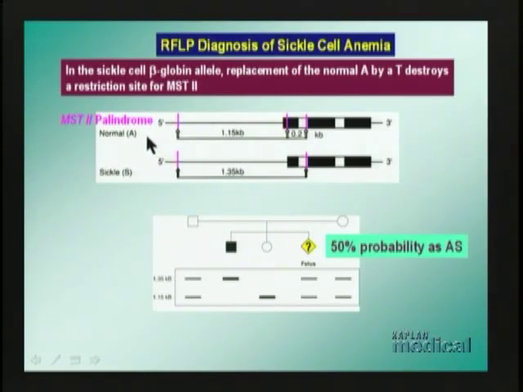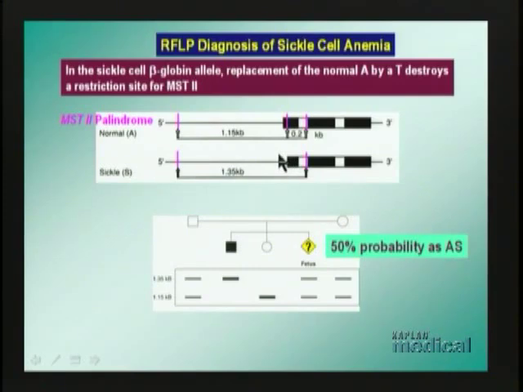Notice the fragment sizes that are being generated with a normal allele for beta globin versus a sickle allele for beta globin. Because there's palindromes here, here, and here. In the normal beta globin, there'll be a fragment size of 1.15 kb in size, right there. There's another fragment being generated of 0.2 kb in size. Now in the sickle allele, this palindrome got destroyed. What is now the size of the fragment?